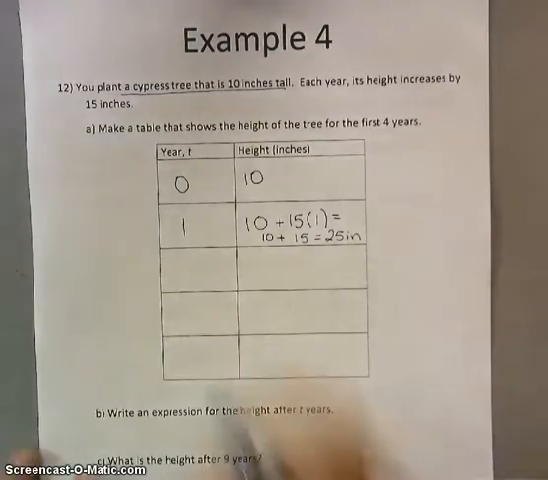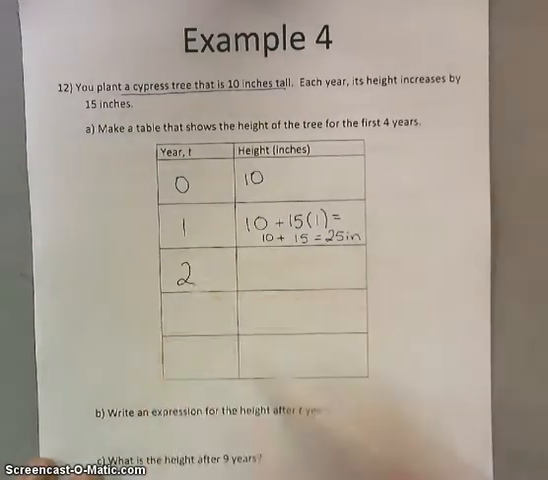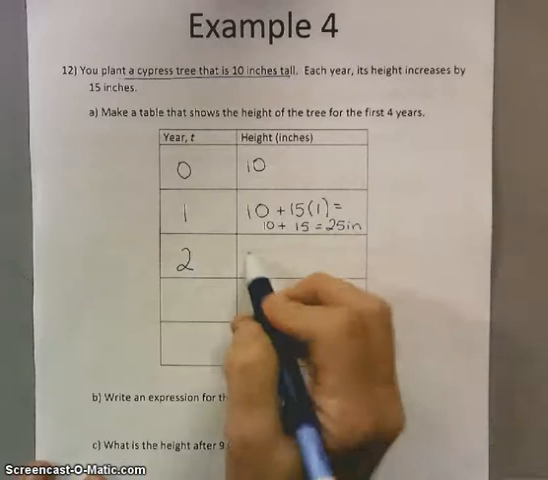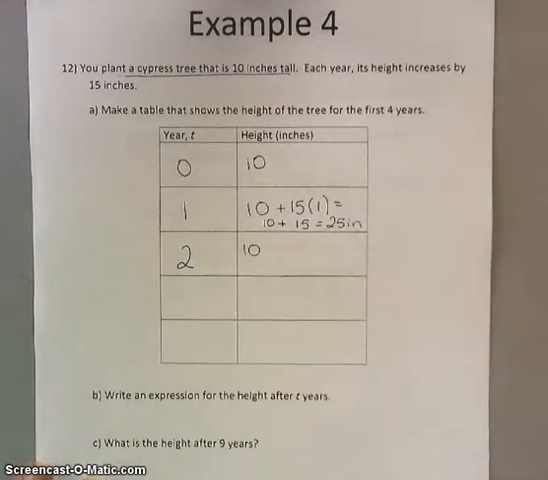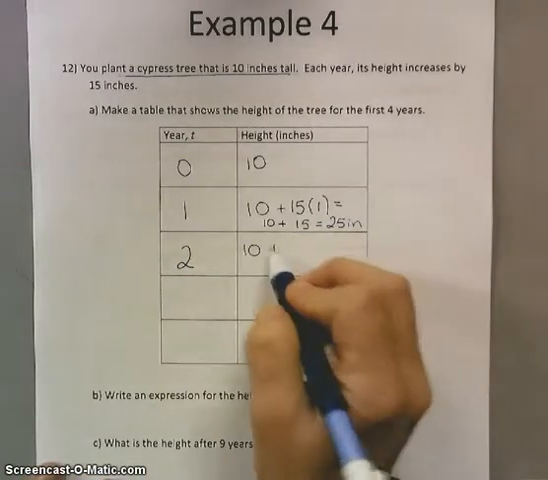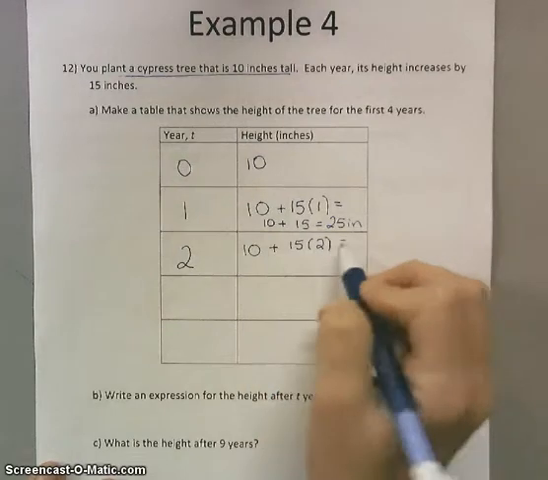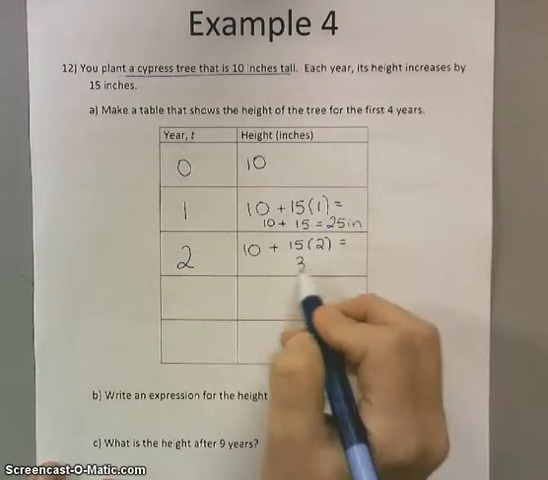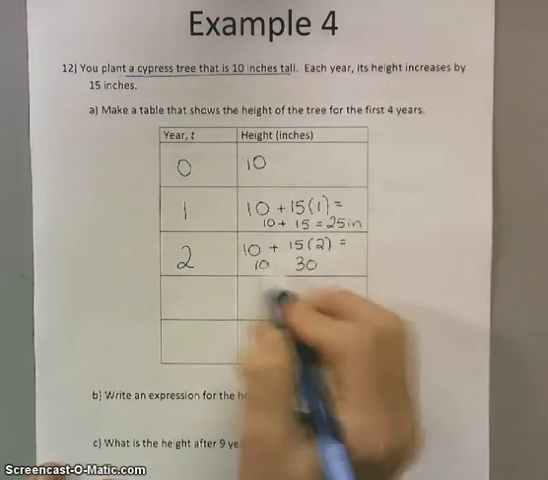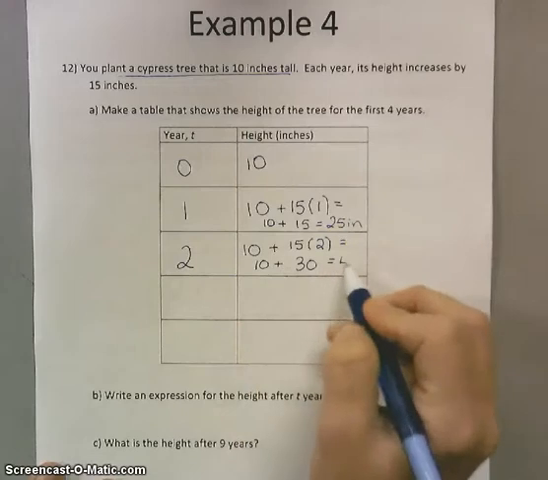Now if I look at the second year, now he's been growing for 2 years. He still started at 10, so I need to include him. Plus now I have to include how much he's grown. He has grown 30 inches. So he is now a total of 40 inches.